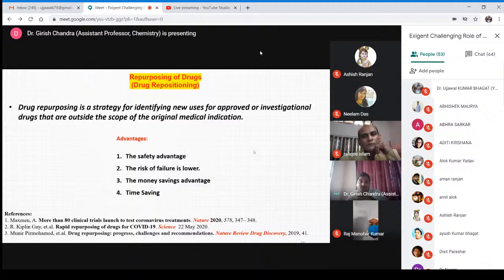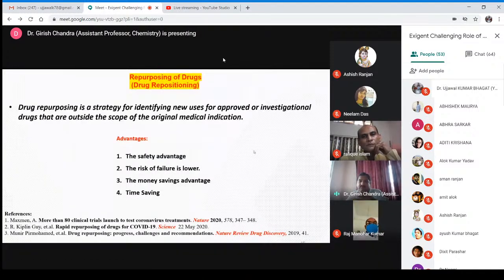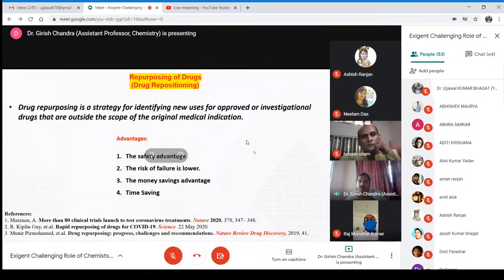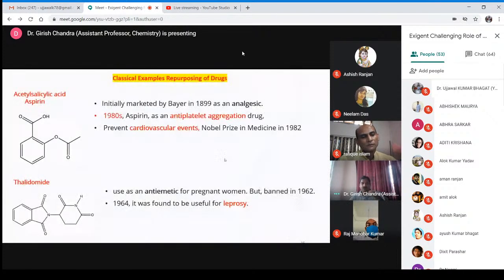the safety issue. Since drugs are already in use, we don't have to do the phase 1 clinical trial, because we already know that this drug is suitable for human use. Second is the risk of failure. Because we have already known compounds, we can make those compounds in abundant quantity, so the risk of failure is very, very low. We also save a lot of money with repurposing, and we also save a lot of time. So by using this approach, many drugs are being used for different kinds of disease.